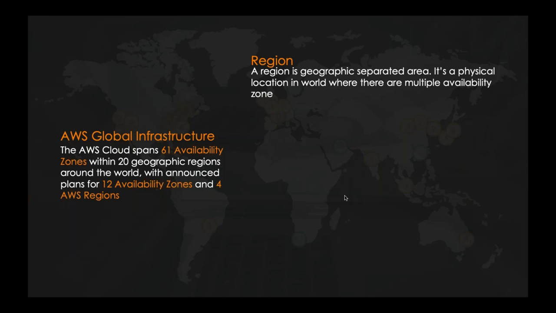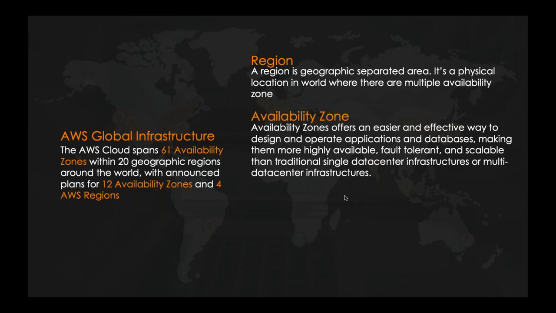A region is nothing but a geographically separated area. It's a physical location in the world where there are multiple availability zones. A region can be a US region, UK region, Australia, India, Mumbai, any region. And inside of this region, we have availability zones, that is data centers. Each data center is called an availability zone, and having more than one is called multi-availability zone. So you should design your infrastructure in multi-availability zone. How to do that? We'll see in the VPC part. VPC is completely the networking part. So availability zones offer an easier and more effective way to design and operate applications and databases, making them highly available, fault tolerant, and scalable. Just the basics.